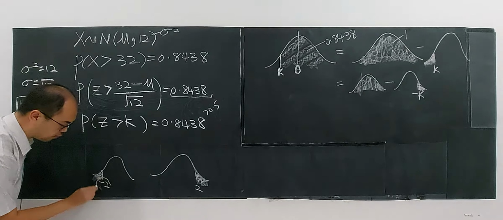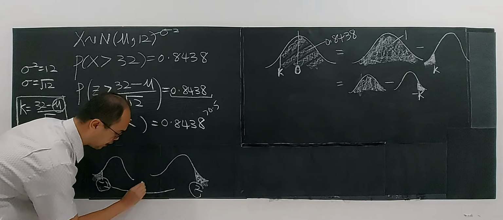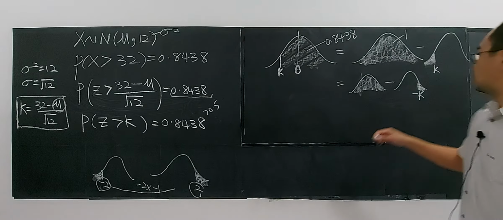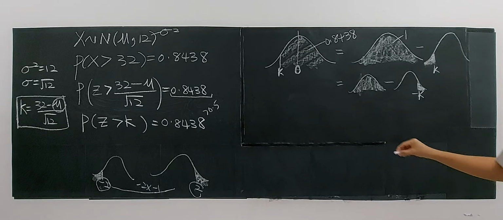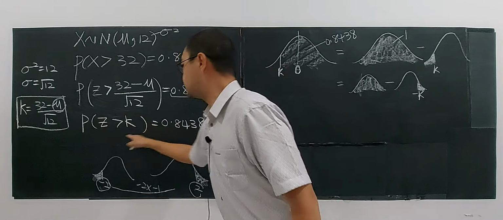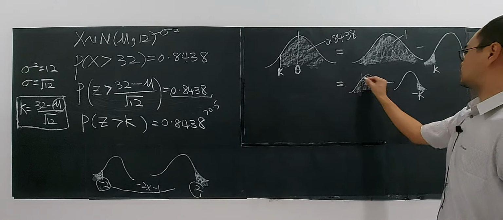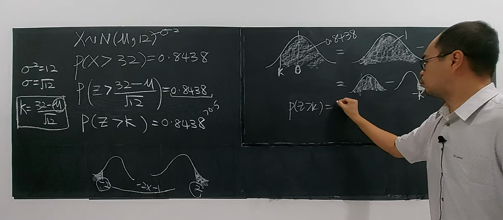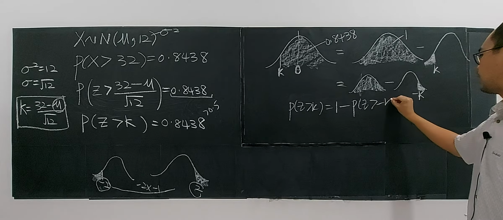Can you see that suddenly from negative it becomes positive? It means you take the negative 2 multiplied with negative 1, so it becomes positive. It's the same thing here. From a negative, you multiply with negative in order to get to the positive side. So Pz more than K is the same as 1 minus Pz more than negative K.